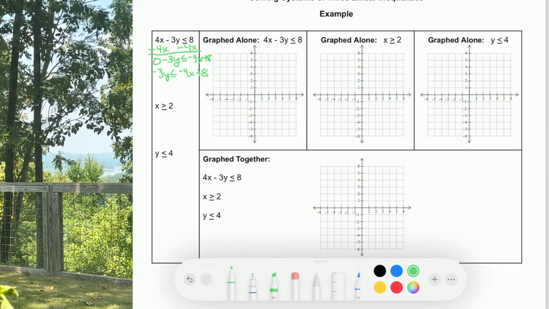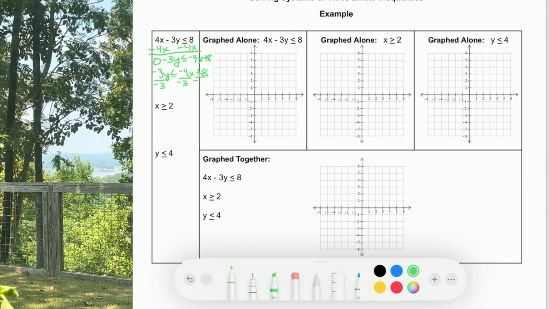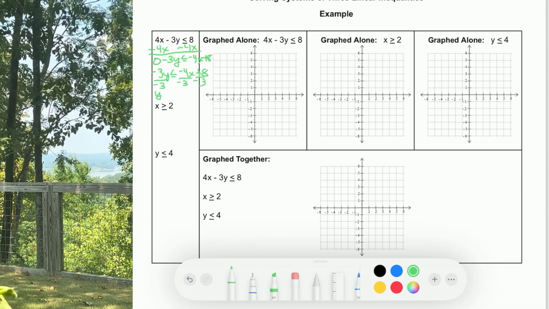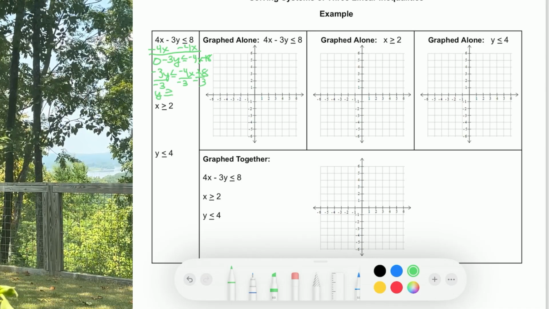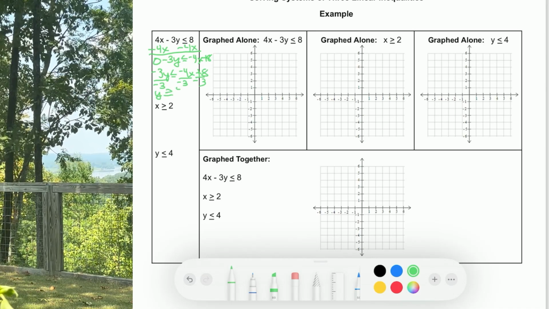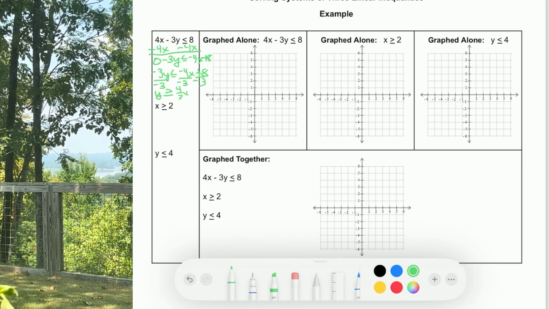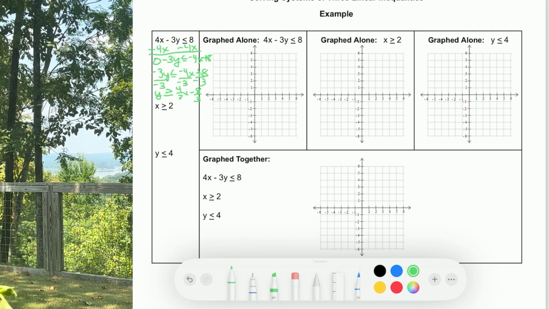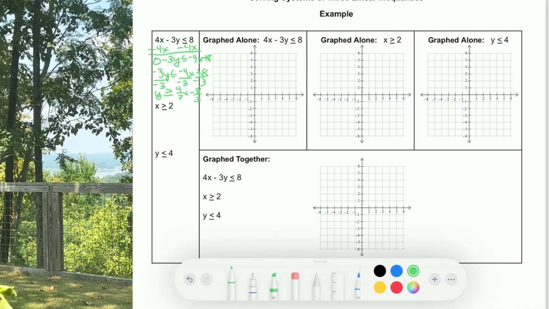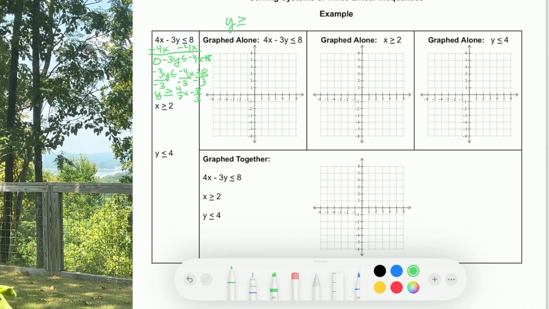Now I'm going to divide everything by negative 3. When I do that, don't forget to change your inequality symbol to flip it, since we divide by a negative number. And we end up with 4/3 x minus 8/3.